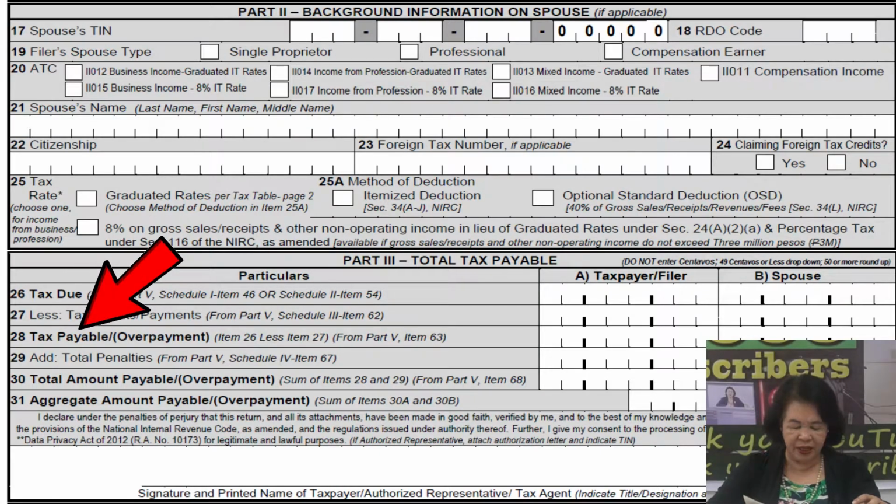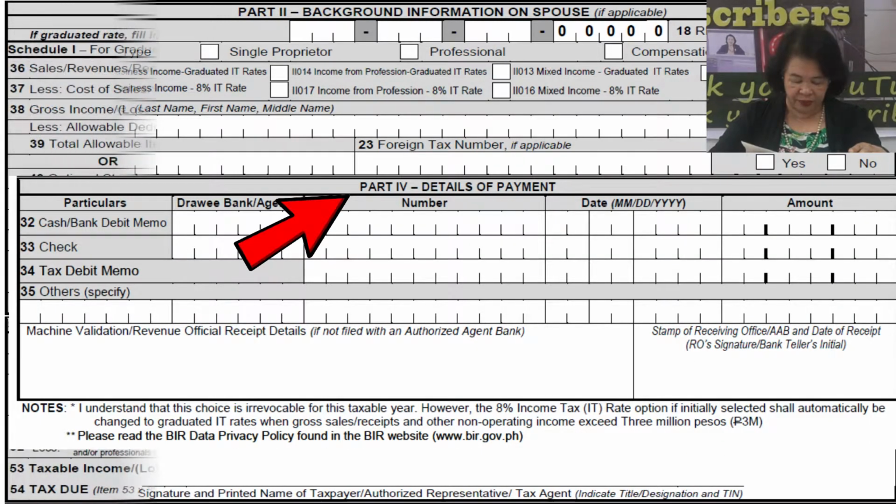And then, we have the line number 28, tax payable or overpayment. Line number 29, add total penalties kung late na. And then, we have the line number 30, total amount payable or overpayment. And then line number 31 is the aggregate amount or overpayment ng husband and wife na, no? The form is signed under the penalties of perjury po. So, sino magsa-sign dito? The taxpayer or the authorized representative or the tax agent, no? And then yung part 4 is the details of payment, kung saan siya binayaran.